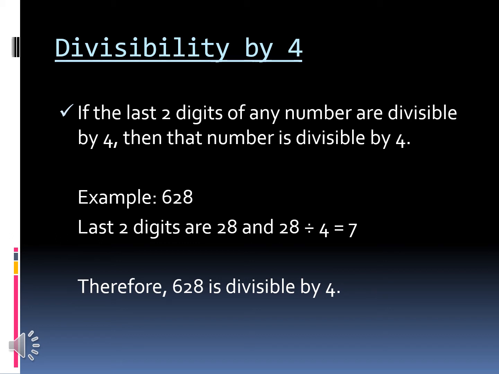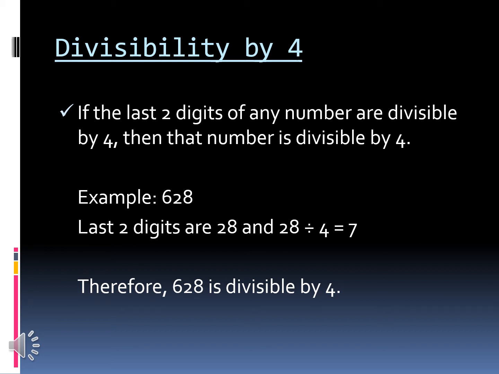So we have to focus only on the last 2 digits. Here the last 2 digits are 28, and if you divide 28 by 4, it is exactly divisible by 4, which gives us the quotient 7. So hence 628 is also divisible by 4.